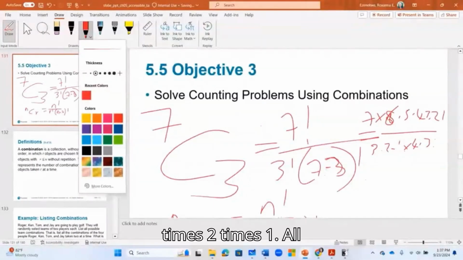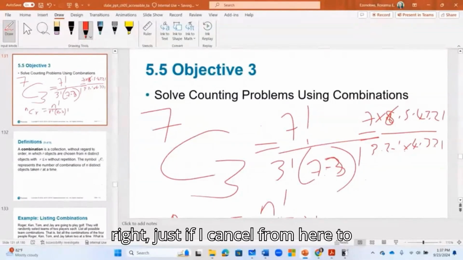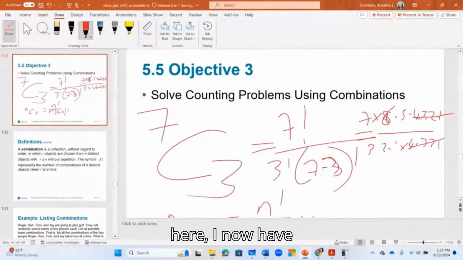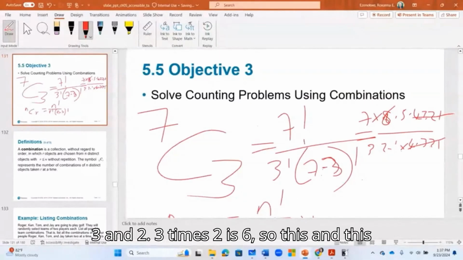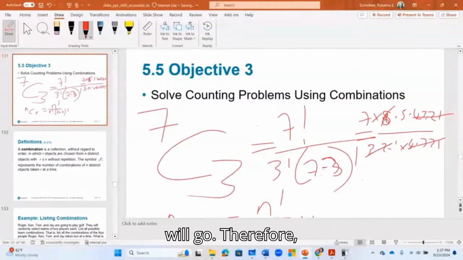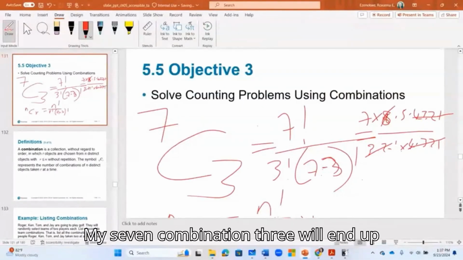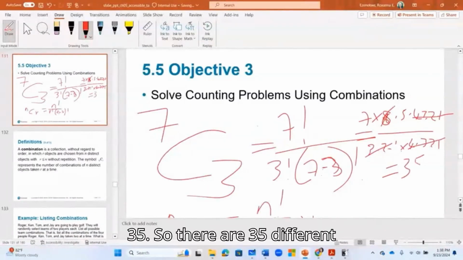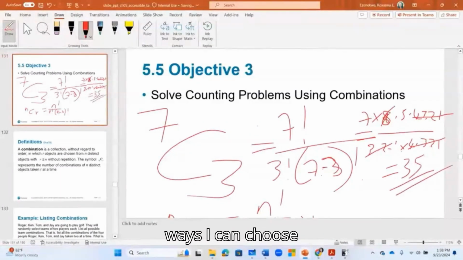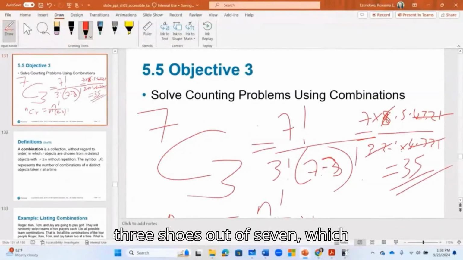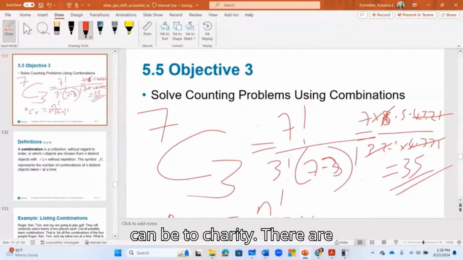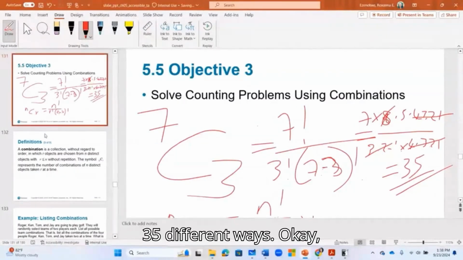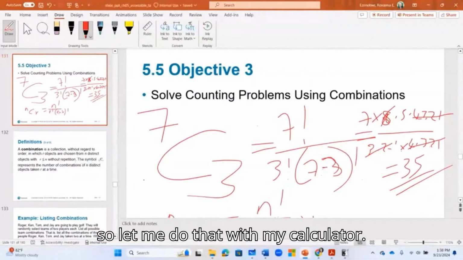All right, if I cancel from here to here, I now have 3 and 2. 3 times 2 is 6, so this and this will go. Therefore, my 7 combination 3 will end up being 7 times 5, which is 35. So there are 35 different ways I can choose 3 shoes out of 7 and give to charity. 35 different ways. Okay, so let me do that with my calculator.